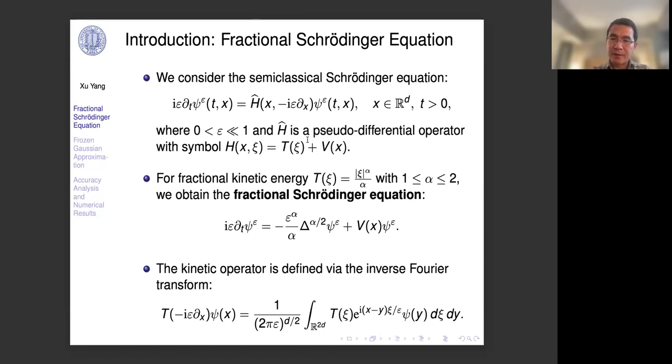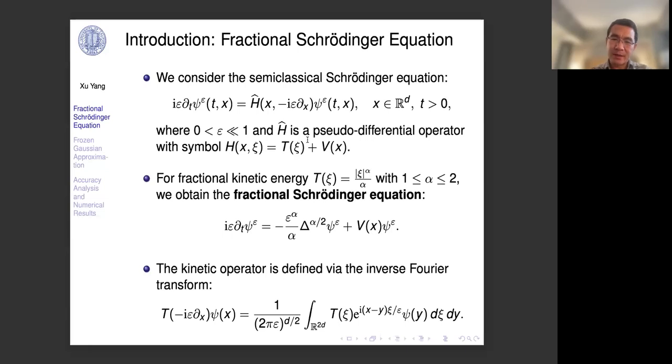A basic introduction to the fractional Schrödinger equation. The fractional Schrödinger equation, different from the standard Schrödinger equation, differs in the kinetic term. It's not the standard half Laplacian. Instead, you have a fractional power on the Laplacian operator. And how do we define or understand them? We can understand that in a Fourier transform way.